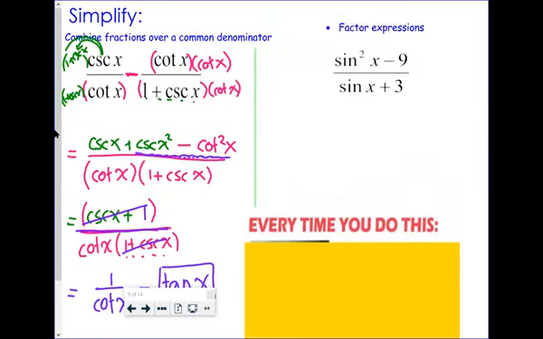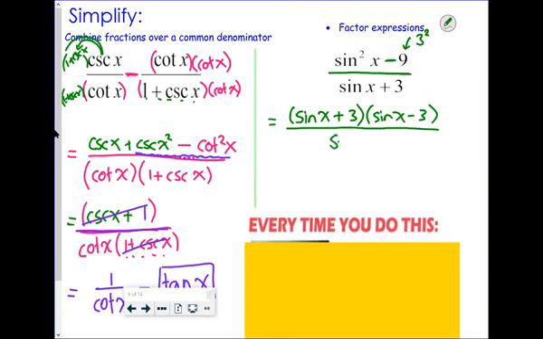Factor. Okay, right. You see what we've got here? This 9, think of it as 3 squared. So we've got sine squared x minus 3 squared. We've got a difference of squares, which can be factored as your a plus your b times your a minus your b. That's your numerator, divided by, so what do we have here? That's a factor in the denominator. It's just been multiplied by 1. Factors cancel. So we're simply left with sine of x minus 3.